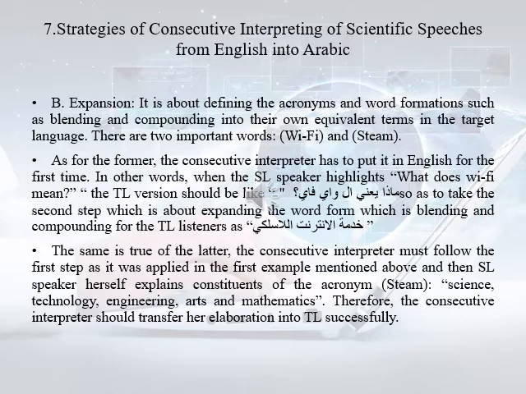As for the former, the consecutive interpreter has to put it in English for the first time in order to make it clear. In other words, when the SL speaker highlights what Wi-Fi means for the first time, the TL version should be like ماذا يعني الواي-فاي, so as to take the second step, which is about expanding the word form, which is blending and compounding, for the TL listeners as خدمة الإنترنت اللاسلكي.